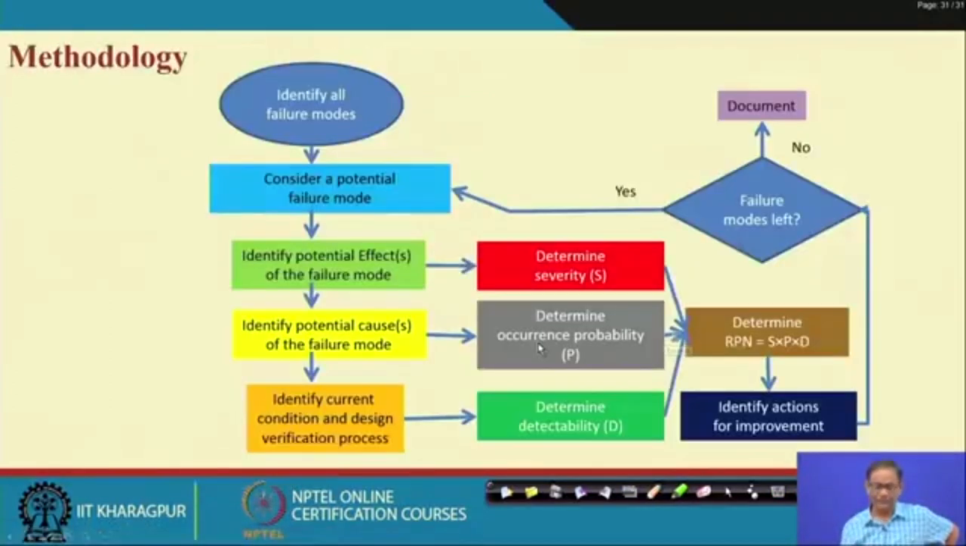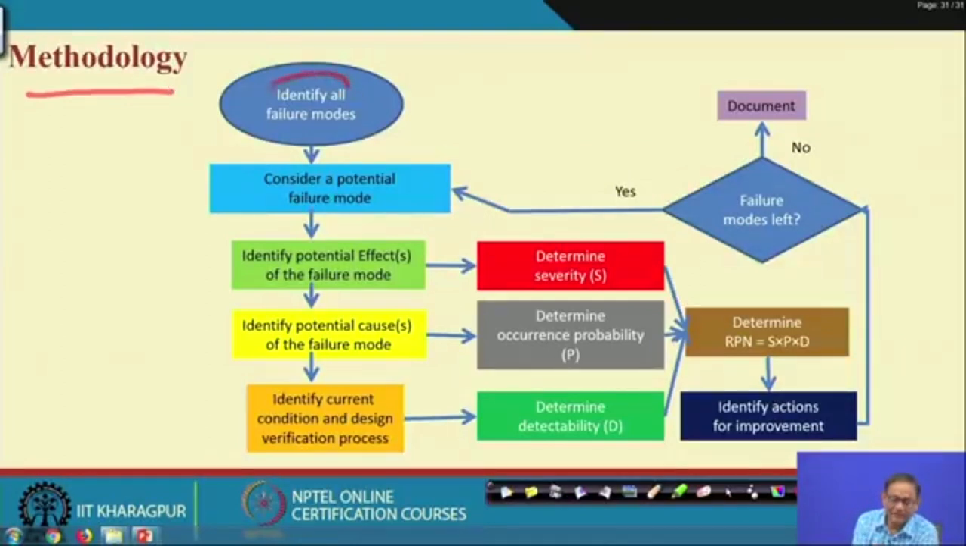Once you have the failure modes, then what is the step? The methodology means doing failure mode and effect analysis. What is the methodology? Identify all failure modes. If you want to do failure mode and effect analysis of the compressor subsystem, there are four components, and for every component all failure modes are identified, so a list is available. Now, consider a potential failure mode. Maybe from your experience, the team will find that even though there are 50 such failure modes, maybe 20 are potential modes, others may be trivial. So you consider a potential failure mode. Then three important things you have to do. One is, if failure occurs in that mode, what is the effect?